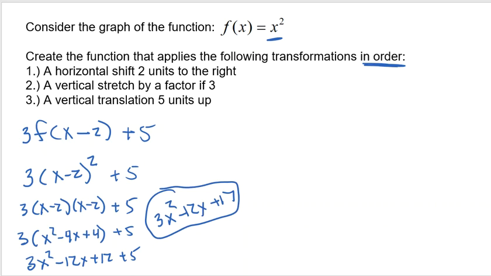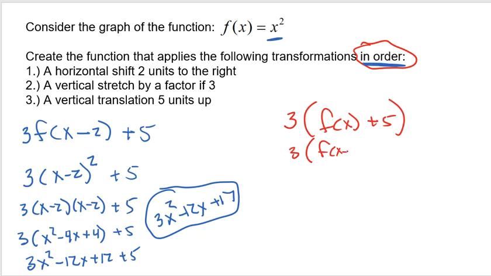Now, what I want to do again here, this is actually pretty cool, and I really want to emphasize why this in order matters. Let's do it in the opposite order. So let's take this function, and let's first go up 5, okay? Now let's stretch it by a factor of 3. So that means I got to multiply everything on the outside by 3. And then I'm going to shift it to the right 2, which puts a -2 on the inside. So that would look like this.